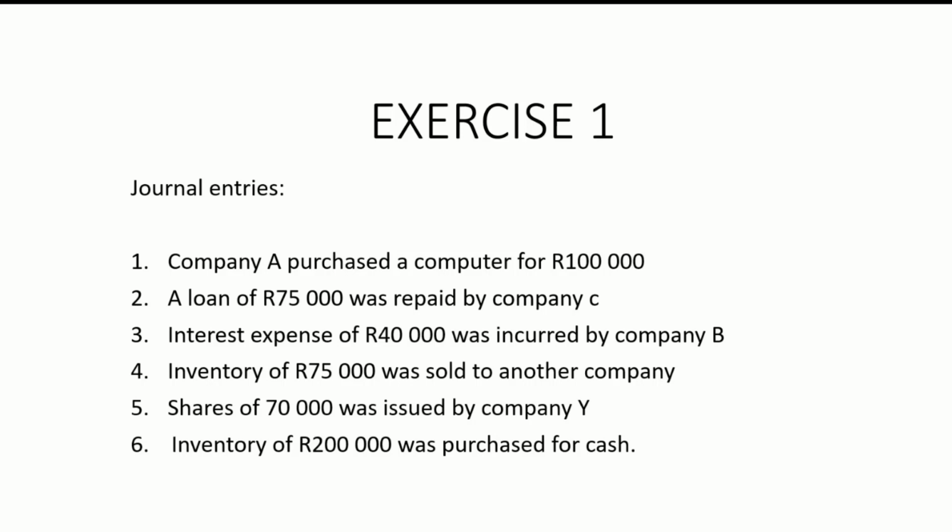Good. Number 5, shares of 70,000 was issued by Company Y. Company Y has issued shares. What is the journal entry? Bank would be debited by 70,000, and our share capital account would be credited. Powerful. Very, very nice. That is it.